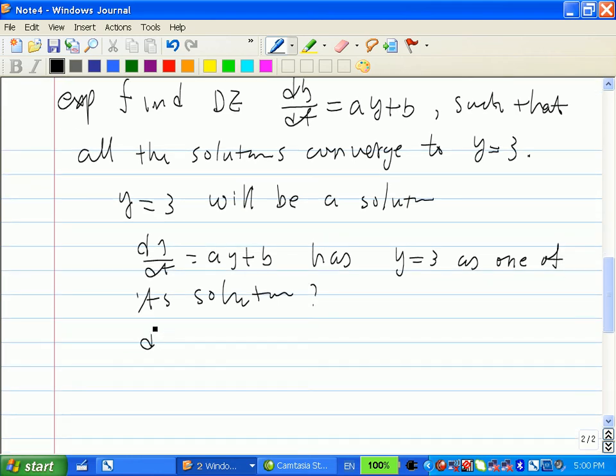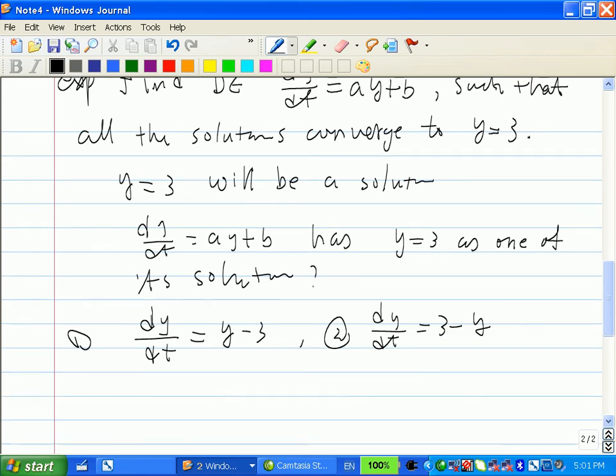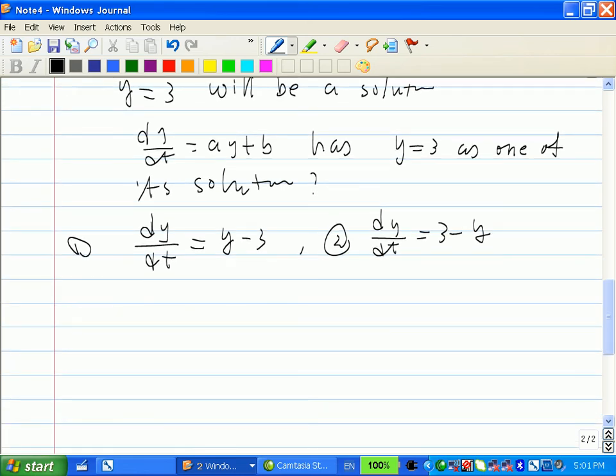Obviously, we've got many answers. Now at least do something like this. dy/dt equal to y minus 3. That's the first choice. Or second, dy/dt equal to 3 minus y. For both of those answers, we have what? y equal to 3 will be the solution.